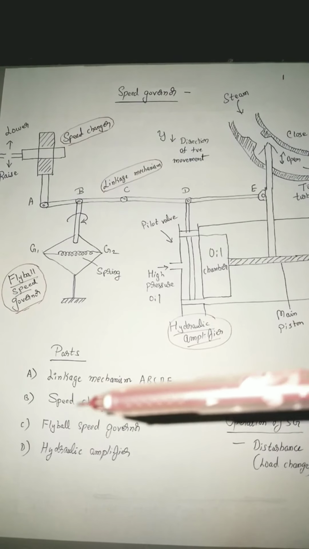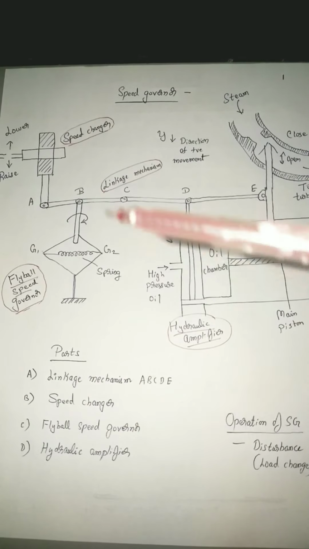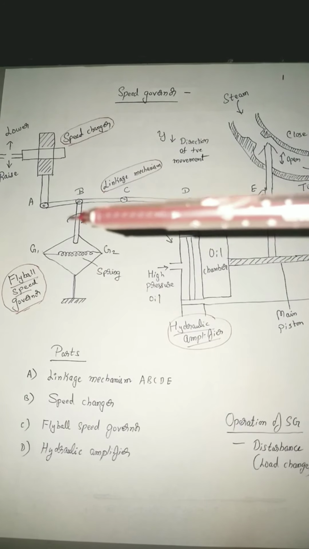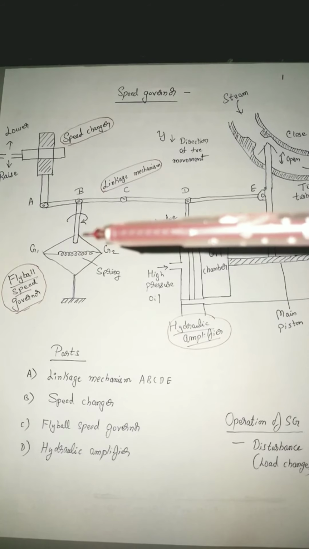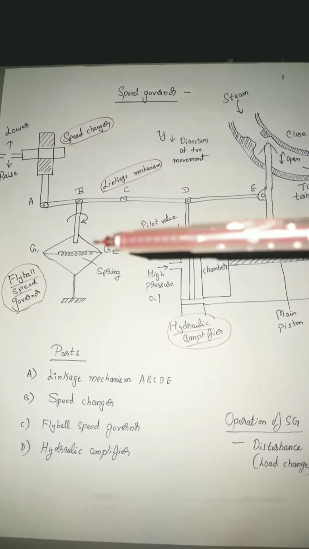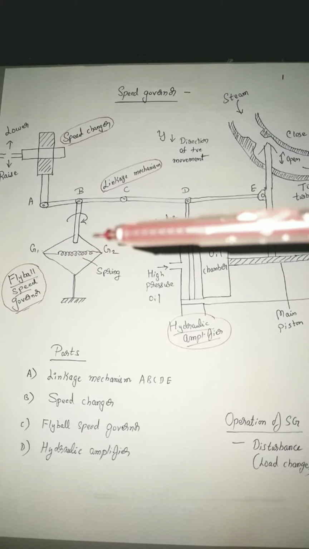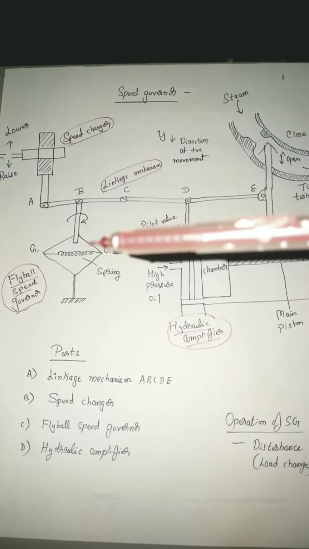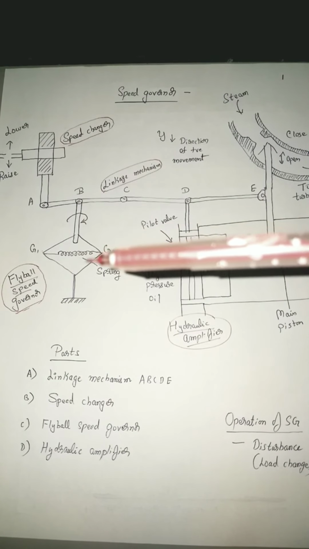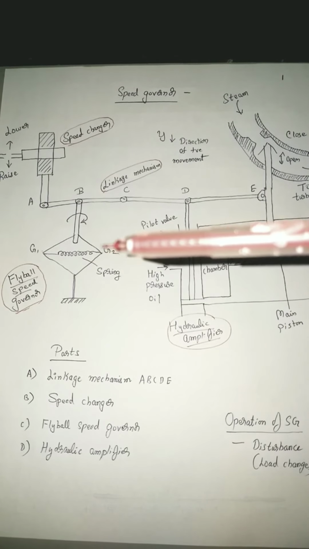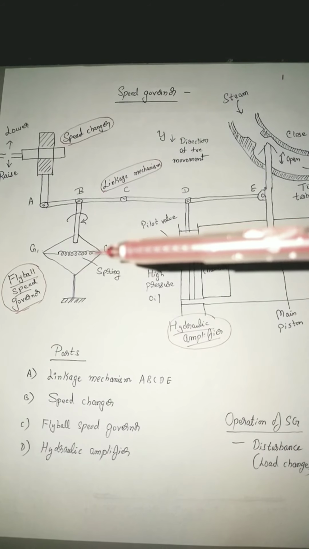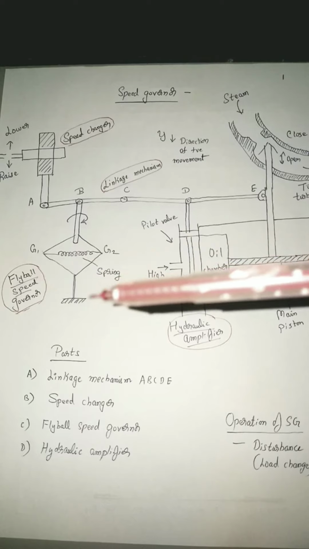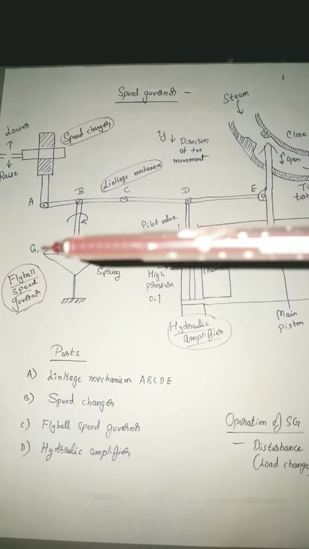Then the third part is fly ball speed governor. This arrangement is fly ball speed governor. Typically, it is a sensor. The objective of this sensor is to sense the change in speed of the generating machine. The rotor of the generator is directly connected to the electrical load. You very well know the concept that whenever there is an increase in the load demand, there is a decrease in the speed of the machine. That decrease in the speed will be sensed by this particular mechanism.